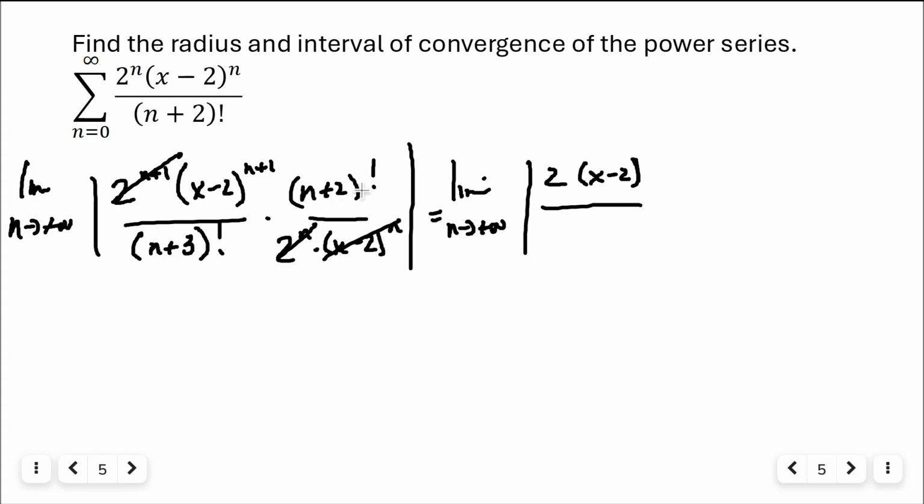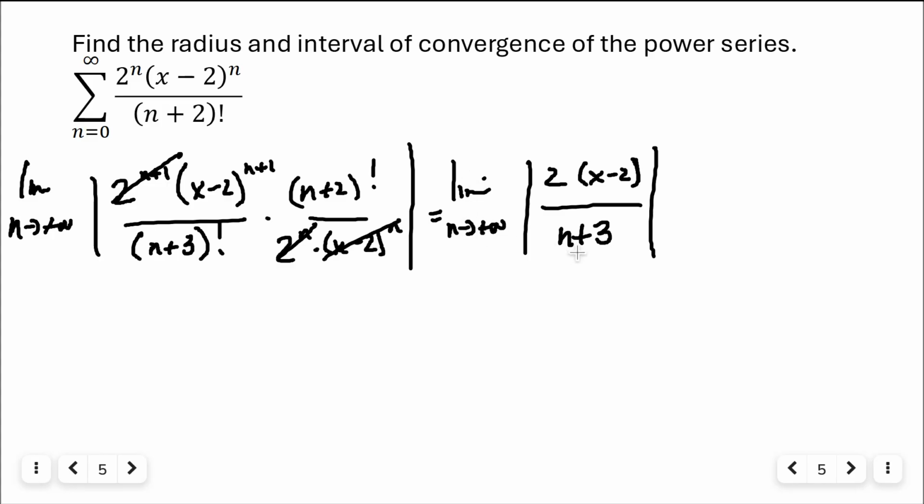This is n plus 2 factorial over n plus 3 factorial. There's an n plus 3 down on the bottom, right? There's one more term on the bottom than there is up top, so there's going to be an n plus 3 left on the bottom. Now, what's the limit as n goes to infinity?